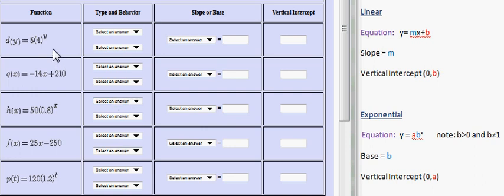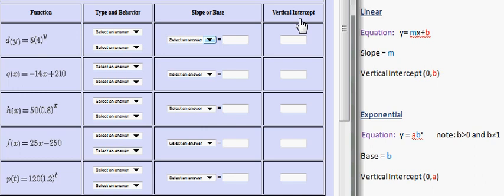In this problem, we're given several equations. Some are exponential, some are linear. We are to tell whether the equation is exponential or linear. Then we must tell whether the graph would be increasing or decreasing. If it's linear, we state the slope. If it's exponential, we state what the base is. And in either case, we need to state the vertical intercept.